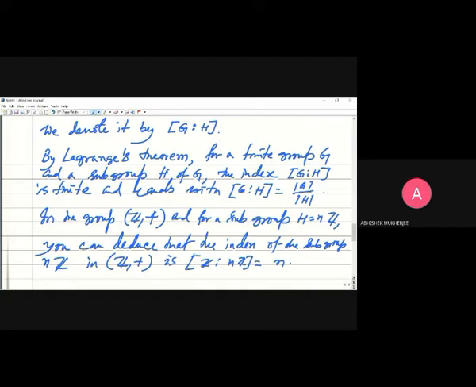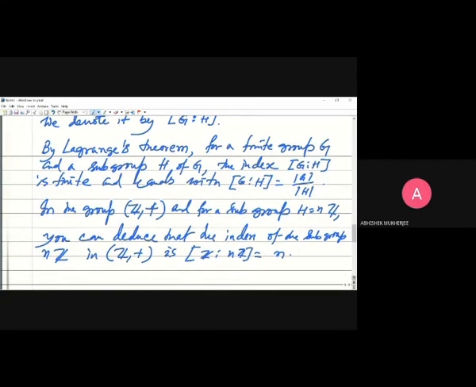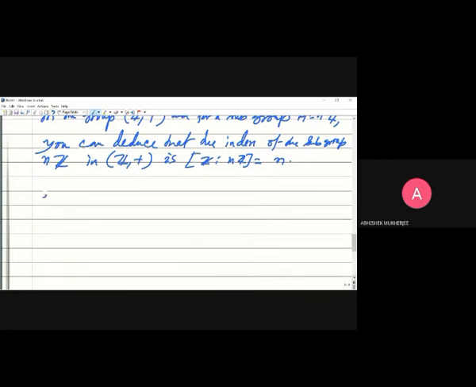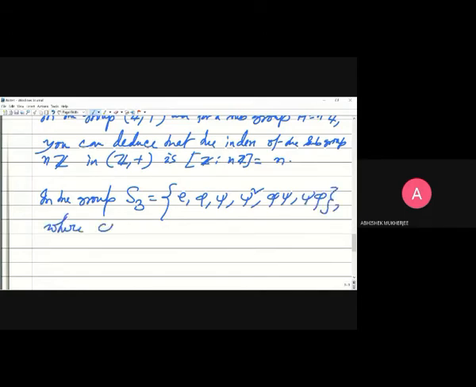Yeah, and also in the group S3, that is E, phi, psi, psi square, phi psi, where phi is (1 2), psi is (1 2 3). Okay, and E is the identity permutation.